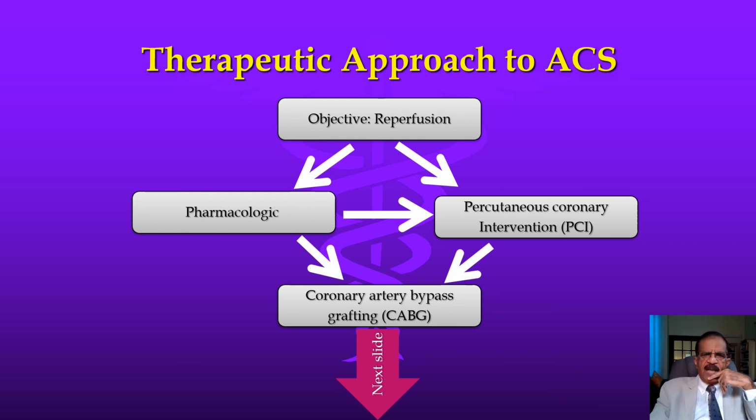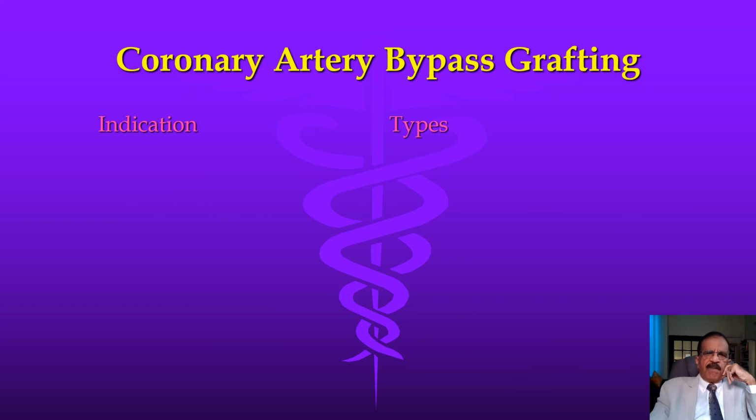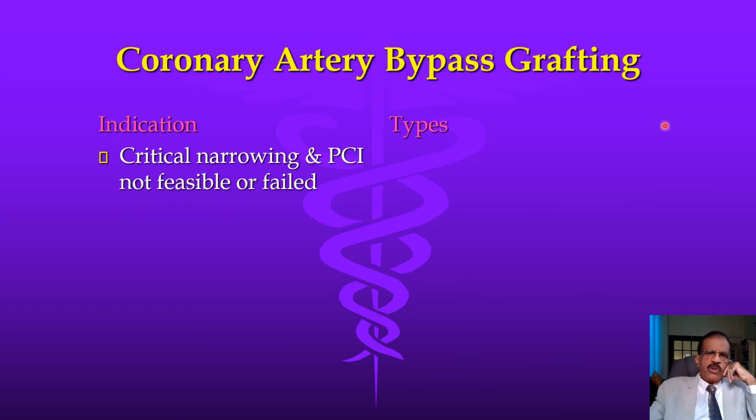Now the third part is coronary artery bypass grafting. Indications, of course, are critical narrowing, especially diffuse narrowing, where percutaneous coronary intervention is not feasible or has failed. Now, typically angiography is done by a cardiologist, and if the patient is suitable for PCI, that would be offered straight away, and most probably the procedure will be done there.